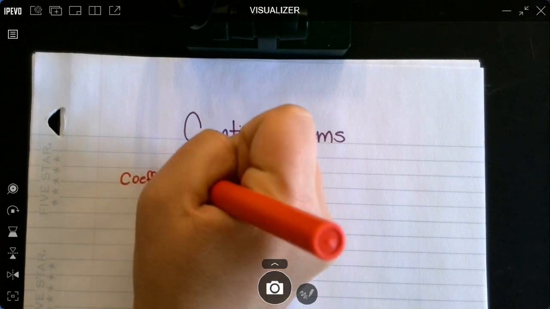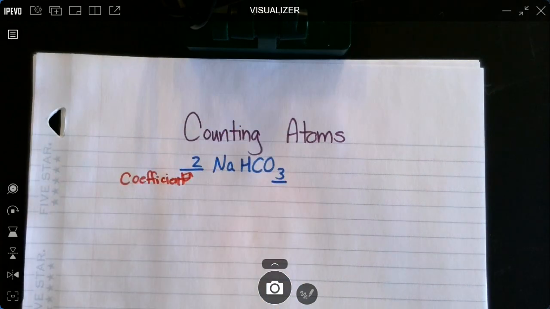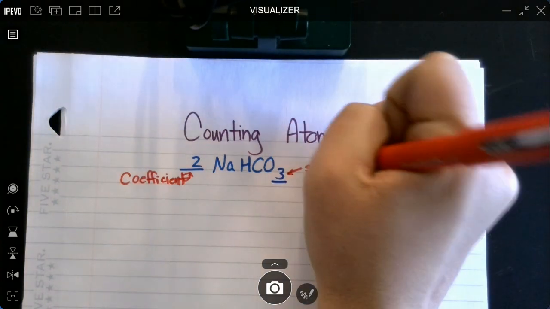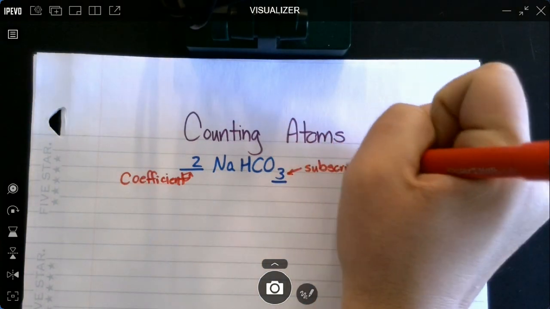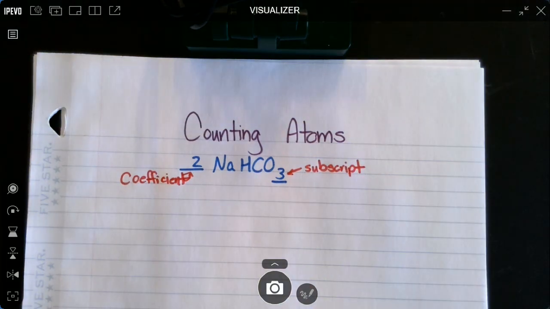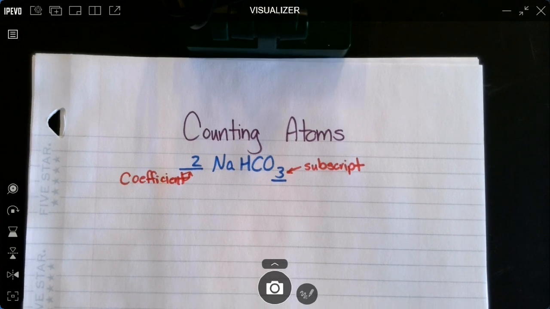Almost ran out of room there. It's called the coefficient. And then this one right here is what's called the subscript. We have the coefficient and we have the subscript. Sub, like submarine, means under, and script is written. So it's under the written. So this number is under the written portion. That's why it's called a subscript. And then we have the coefficient.